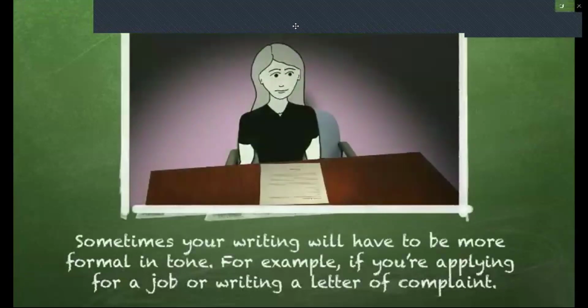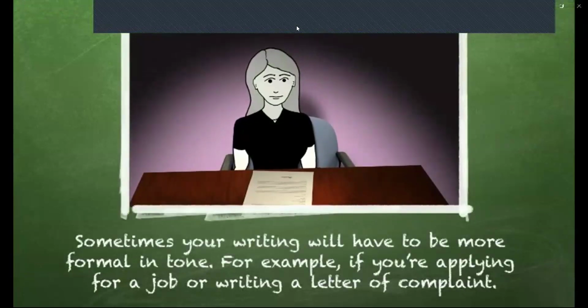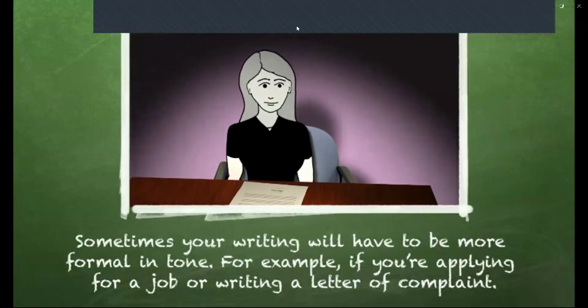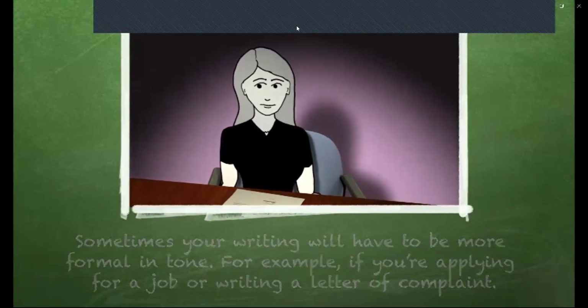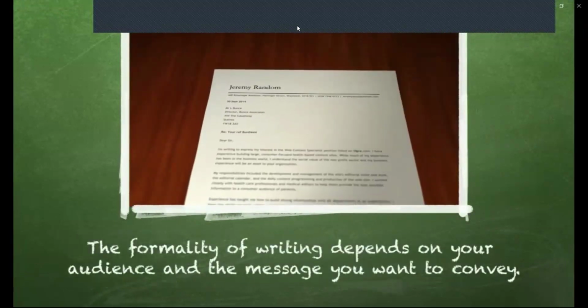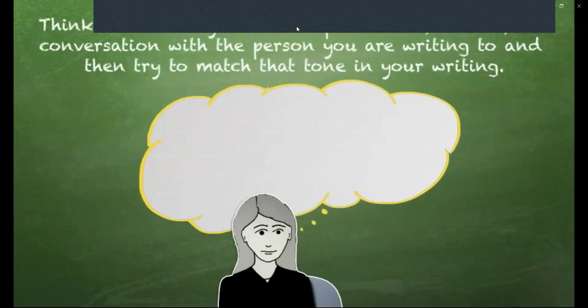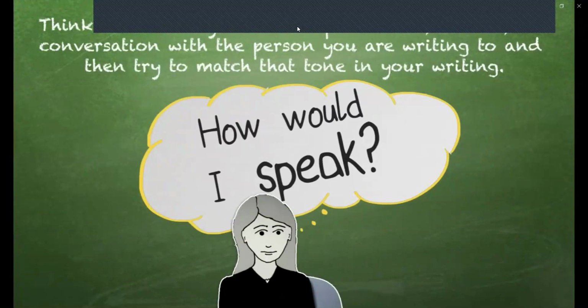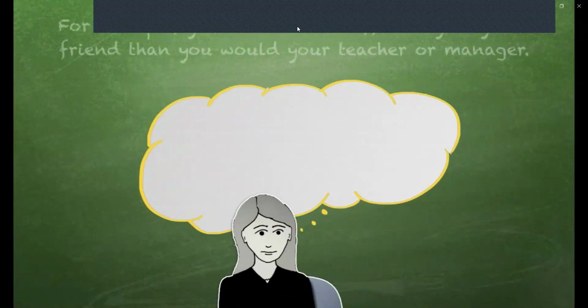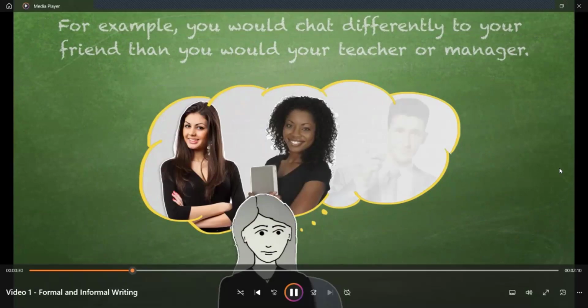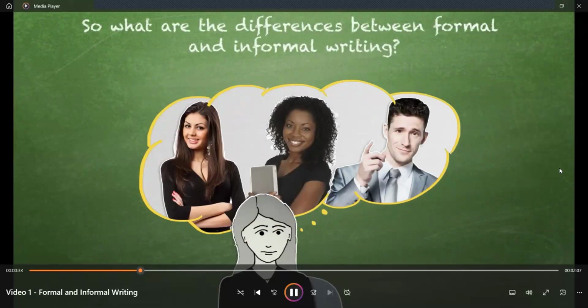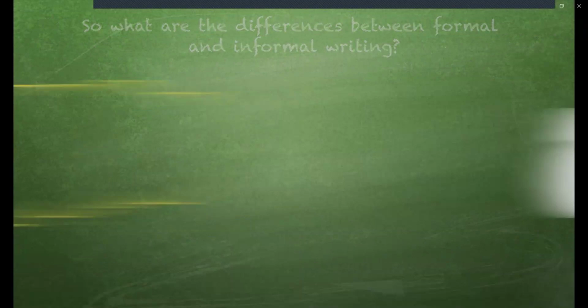Formal and informal writing. Sometimes your writing will have to be more formal in tone. For example, if you're applying for a job or writing a letter of complaint. The formality of writing depends on your audience and the message you want to convey. Think about how you would speak in a face-to-face conversation with the person you're writing to, and then try to match that tone in your writing. For example, you would chat differently to your friend than you would your teacher or manager.